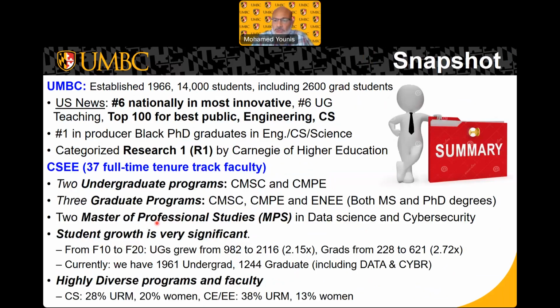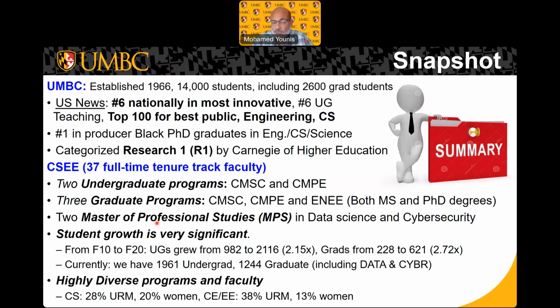First, I wanted to give a quick snapshot of what UMBC is and where our department sits in the university. UMBC was established in 1966, with about 14,000 students, plus or minus, and among them 2,600 graduate students. The university has been growing in stature over the years. It was ranked recently by US News as number 6 nationally in most innovative. It is also praised for teaching quality and particularly distinction in the engineering and computer science arena.